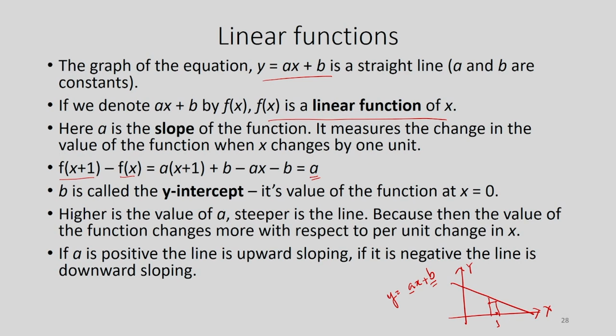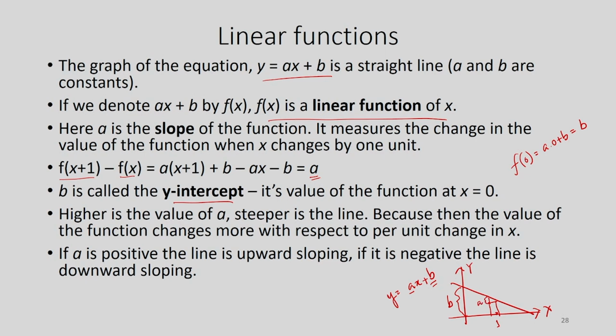On the other hand, in the expression a x plus b, this b is a constant term, this is called the y intercept. It is the value of the function at x is equal to 0. So, if you substitute x is equal to 0, so f of 0, it will be a multiplied by 0 plus b, you get only b. So, that is called the y intercept, and visually this is this value, right. So, this is b, the y intercept.